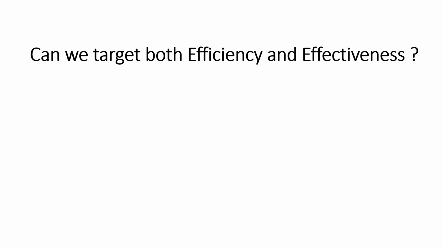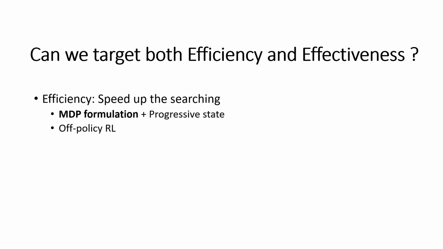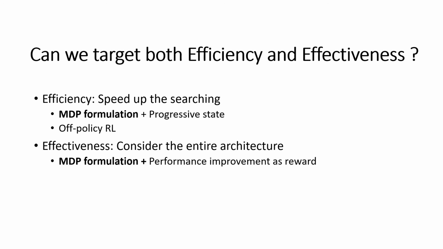Coming back to the question we asked ourselves in the very beginning, can we target both efficiency and effectiveness? And the answer for GAN is yes. To improve efficiency, we propose to use the MDP formulation and the progressive state, which enables the optimization based on the disentangled steps of cell design. We then make use of off-policy reinforcement learning to further improve the efficiency. And to improve effectiveness, we managed to target a good performance of the entire architecture. And this is achieved by using our MDP formulation and using performance improvement as reward. By using the proposed MDP formulation, we are able to find highly competitive architectures in a shorter time.